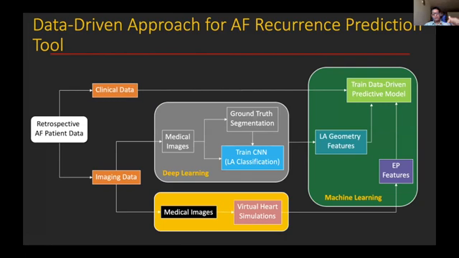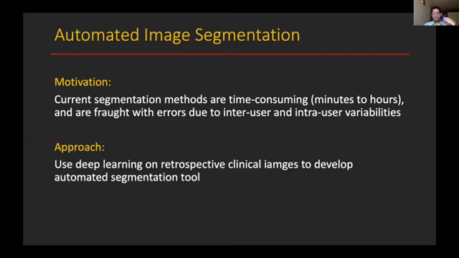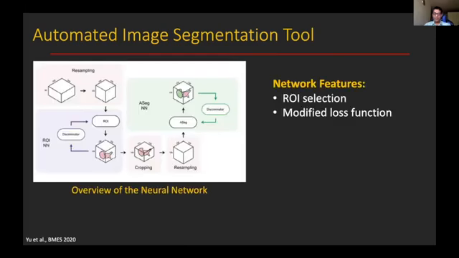Now, coming back to our tool, we are also parallelly working on developing the deep learning algorithm for automated segmentation. So the motivation was that the current segmentation methods are very tedious and time consuming, and because they are fraught with error due to inter-user variability, we wanted to come up with some sort of an automated approach that can do it quickly and accurately. So this work has been done by BME undergrad Rebecca Yu and led by research scientist in our lab, Dr. Rida Ali.